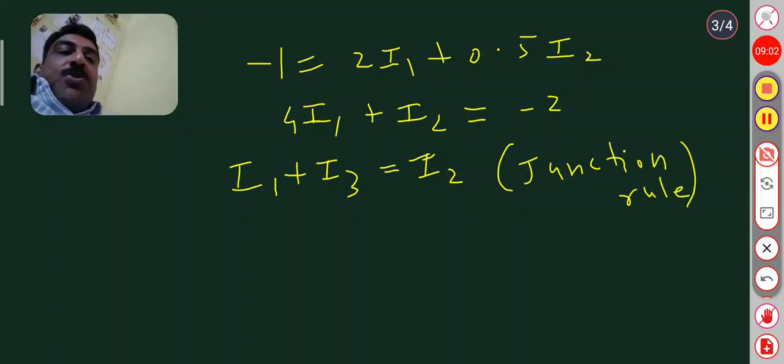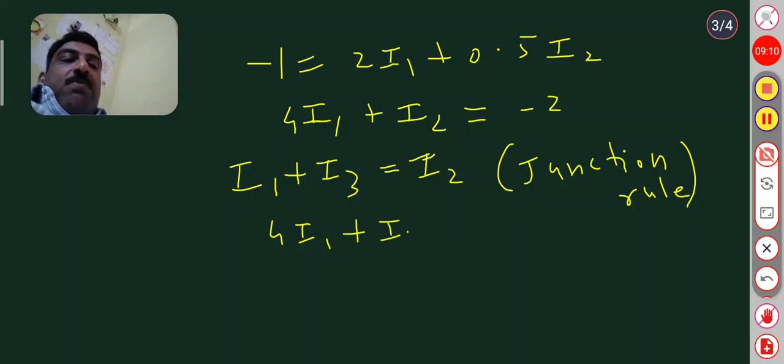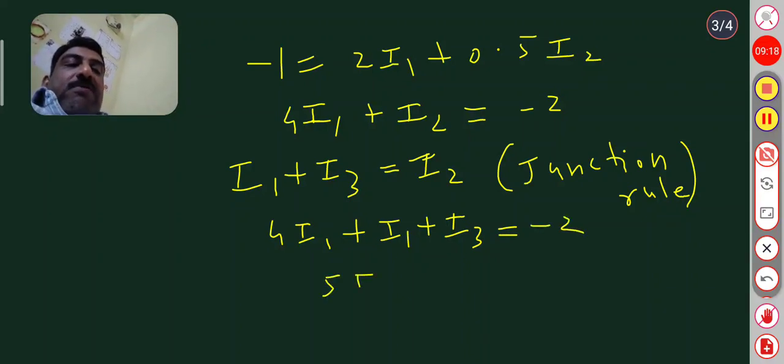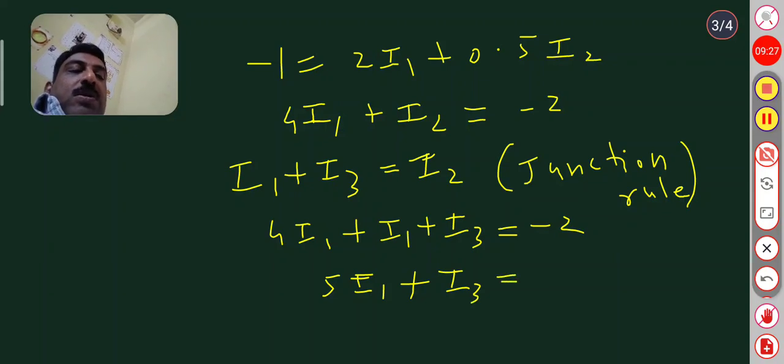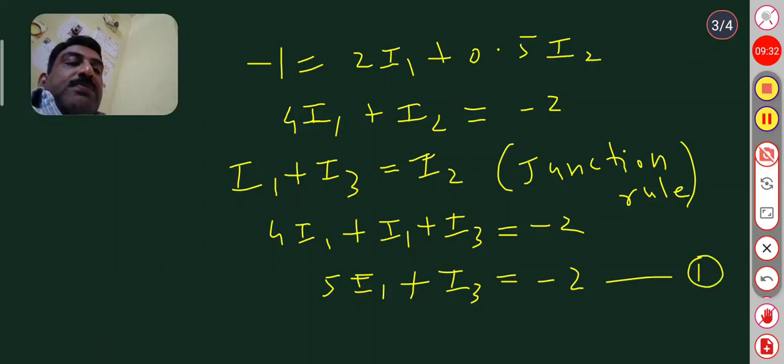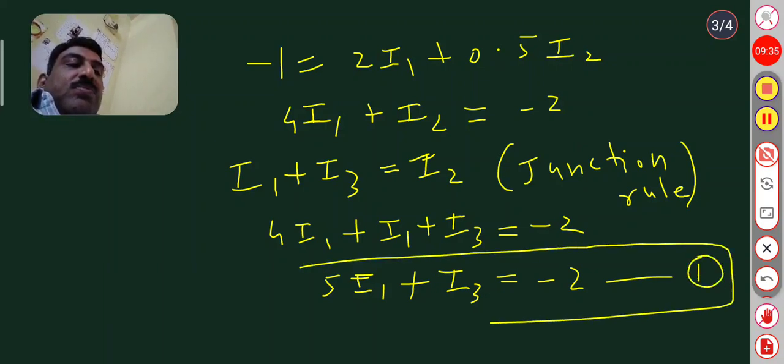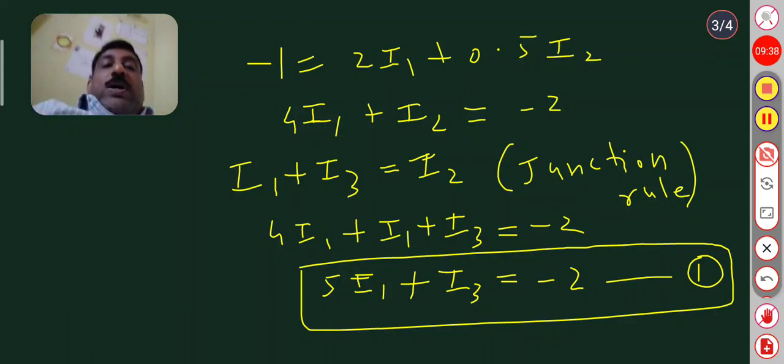So you can substitute the value of I2. You will get 4I1 plus I1 plus I3 is equal to minus 2. So 4I1 plus I1 will become 5I1, plus I3 is equal to minus 2. So 5I1 plus I3 is equal to minus 2. Let this be equation number 1. Okay, so from the first loop you got one equation.